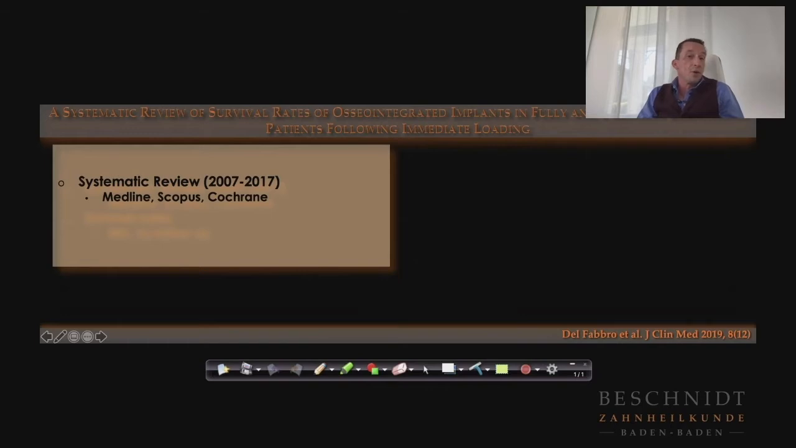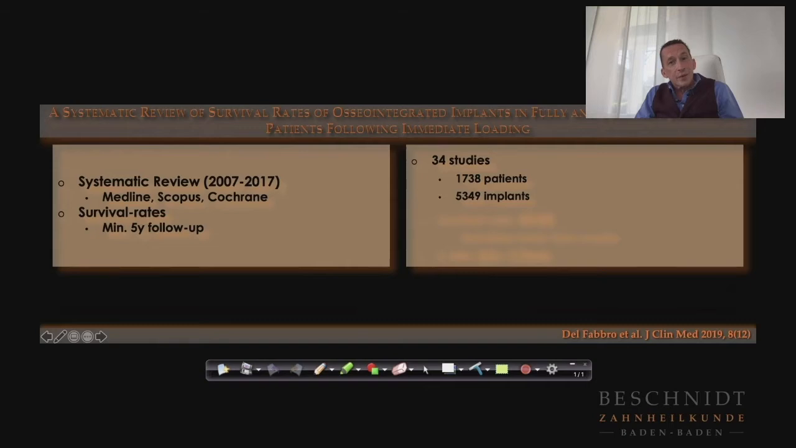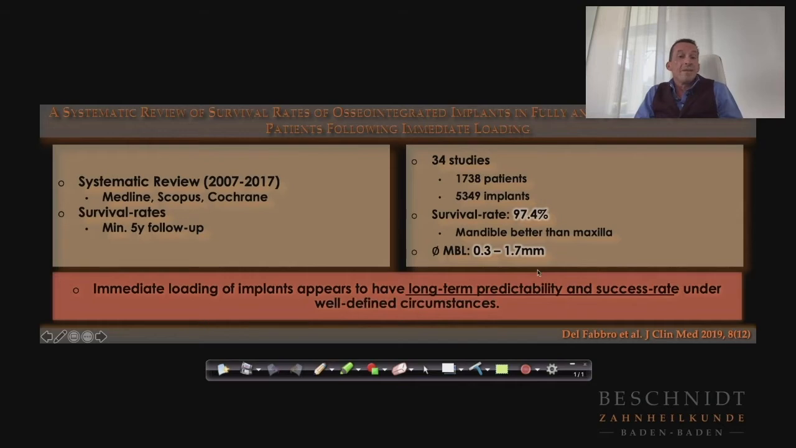In the next study, which is very new, a systematic review over 10 years, they just looked at survival rates which are minimum 5 years old. So they could find 34 studies with more than 5,000 implants. The cumulated survival rate was, again, far over 95%, with the differentiation that the mandible is better than the maxilla. The marginal bone level also had a large variety, but nevertheless exceeding 2 millimeters. So they also concluded a very good long-term predictability and success rate.